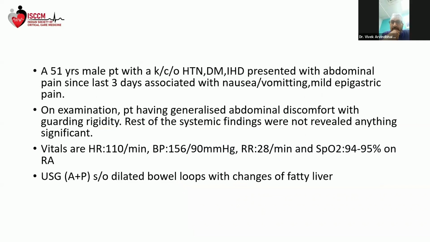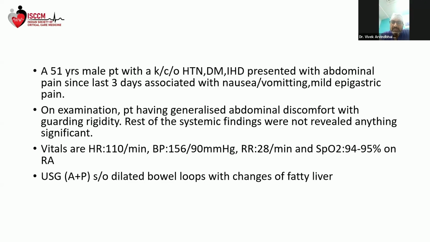So now I have depicted a case where a 51 years old male patient, a known case of hypertension, diabetes, and IHD, presented with abdominal pain since the last 3 days, associated with nausea, vomiting, and mild epigastric pain. On examination, the patient had generalized abdominal discomfort with guarding and rigidity. The rest of the systemic findings did not reveal anything significant. Vitals are heart rate 110, blood pressure 156/90, respiratory rate 28 per minute. Saturation is 94 to 95% on room air. And the sonography is suggestive of dilated bowel loops with changes of fatty liver. So with this much history, there are many differential diagnoses in your mind.